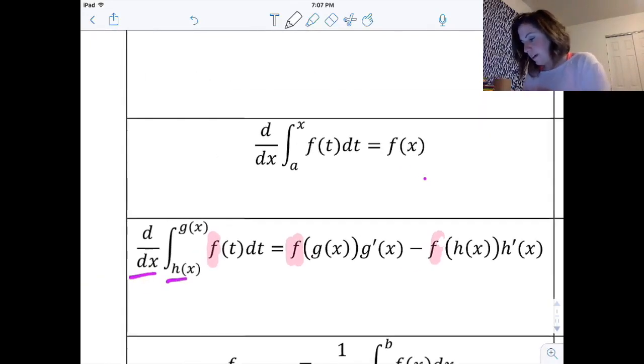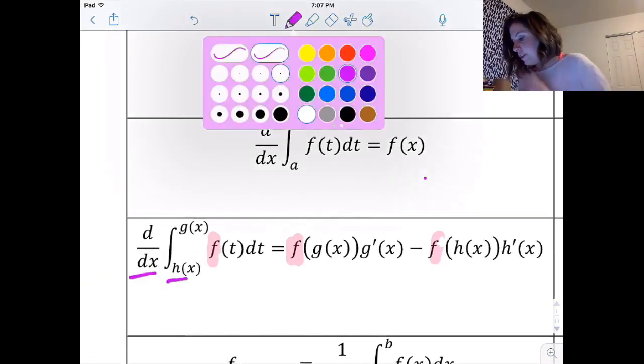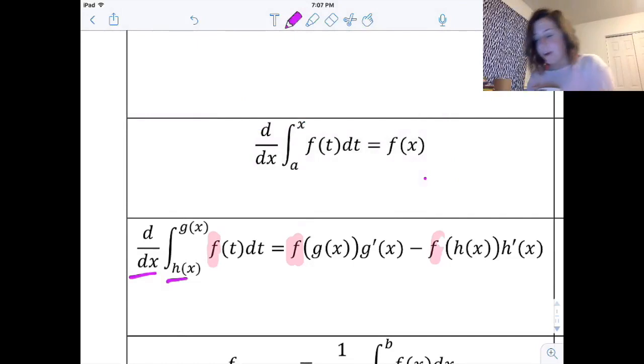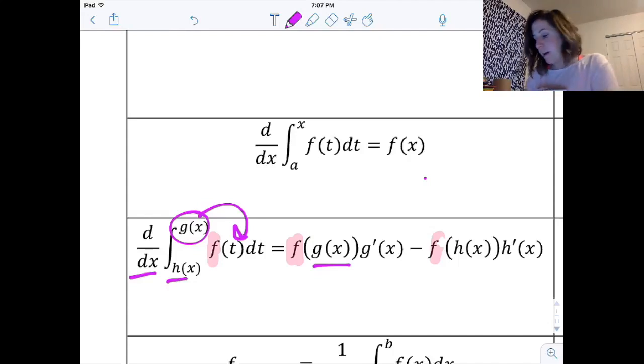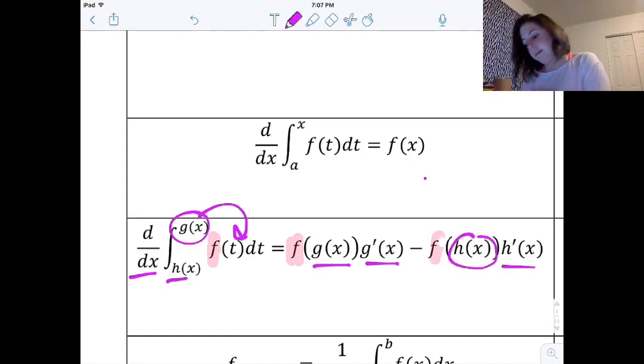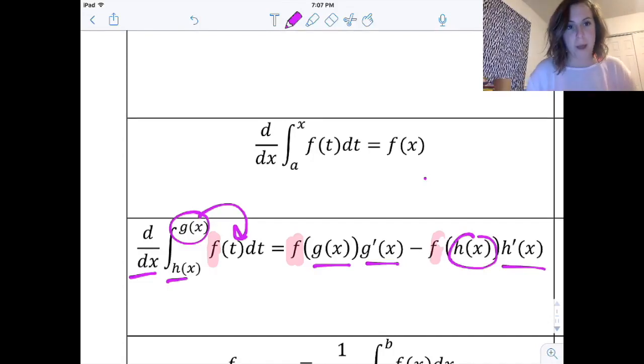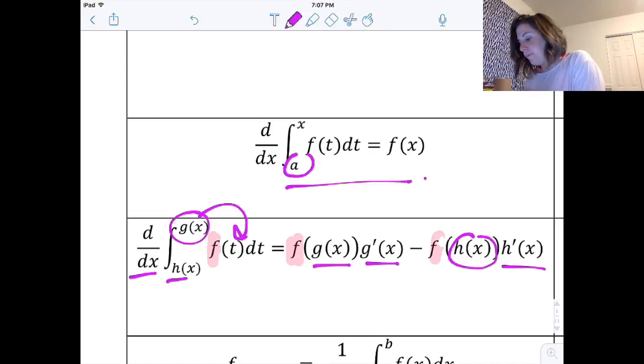We fixed that in your notes. So I plug my upper bound into f, and that is f of g, and then multiply by the derivative of that, which is g prime, and then plug my lower bound in and multiply by the derivative of that, which is h prime. That's the most general case. Here, this bottom bound was a. When you multiply by the derivative of a, it's 0, so that goes away.